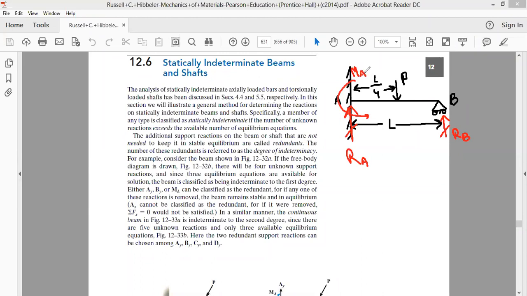At end B, we will not be having the moment, because we have already seen, once we are drawing the shear force and bending moment diagram, at the roller support or at the pin support, there is no bending moment. It does not offer any reaction moment. Okay, we already know this.